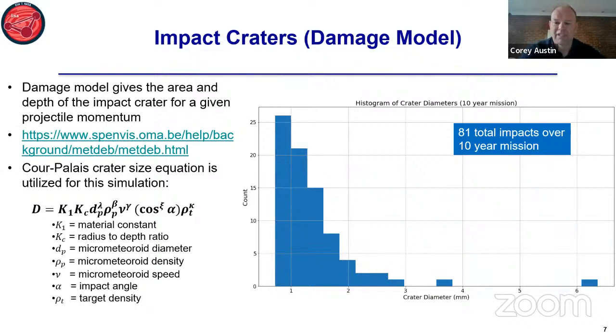And so you can see here, this is the default range that I had selected, and we get 81 total impacts over a 10-year mission. Changing that momentum interval by an order of magnitude essentially changes that number by an order of magnitude. So when I went down to 10 to the minus 3, I saw on the order of 800 impacts. When I went up to the larger limit that Pathfinder saw, the number of impacts was in the single digits. So that number of impacts changes greatly depending on the momentum range.